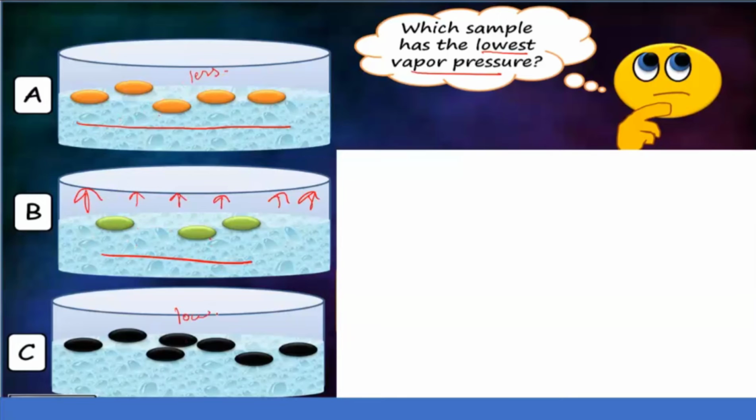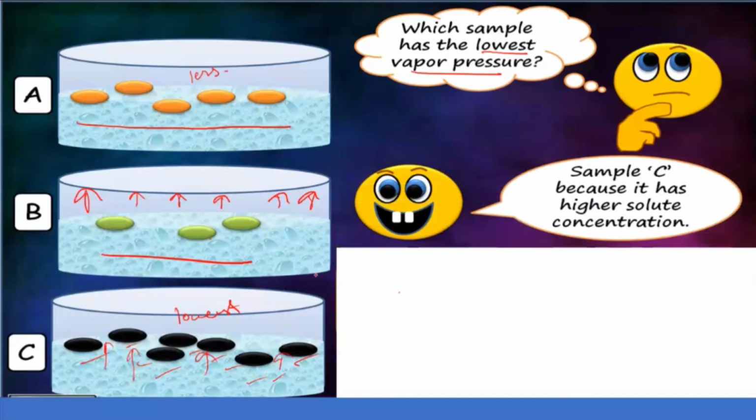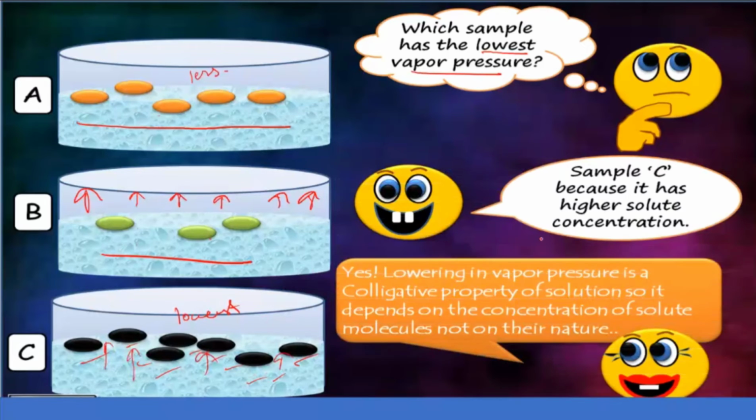And the lowest one will be for the last one, because you can see many solute particles are present. So many solute particles will block the way, no? You can see they are blocking the way. So the solvent will not be able to come up that easily. So vapor pressure will be very less. Yes, very good. Sample C, because they have higher concentration of the solute, due to which there is lowering of vapor pressure, and the lowest vapor pressure will be for C. So you can write down this question as well as the answer. Yes, finish writing.